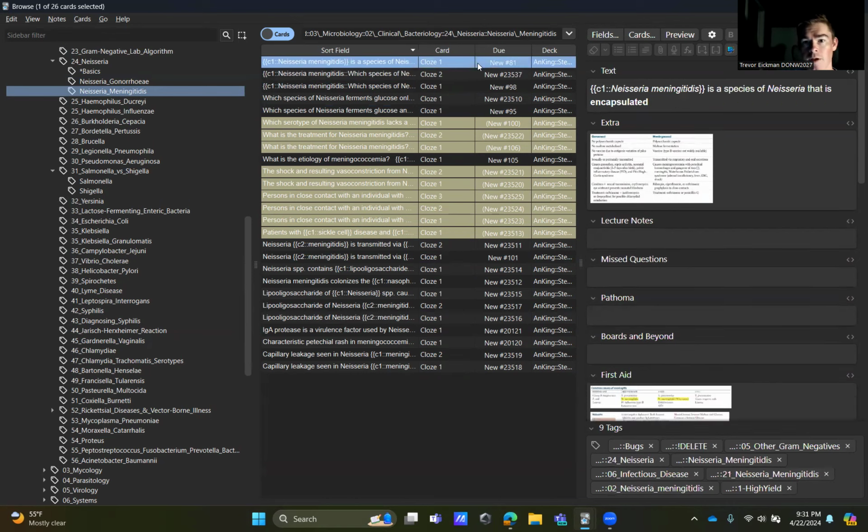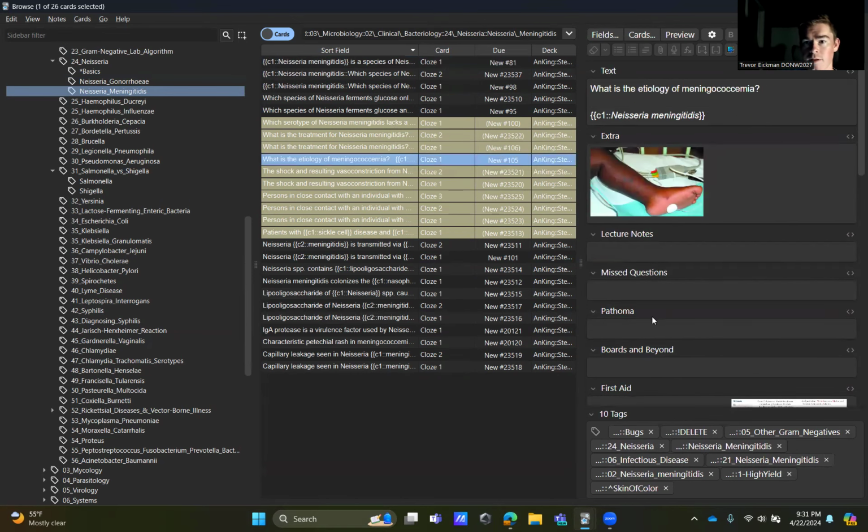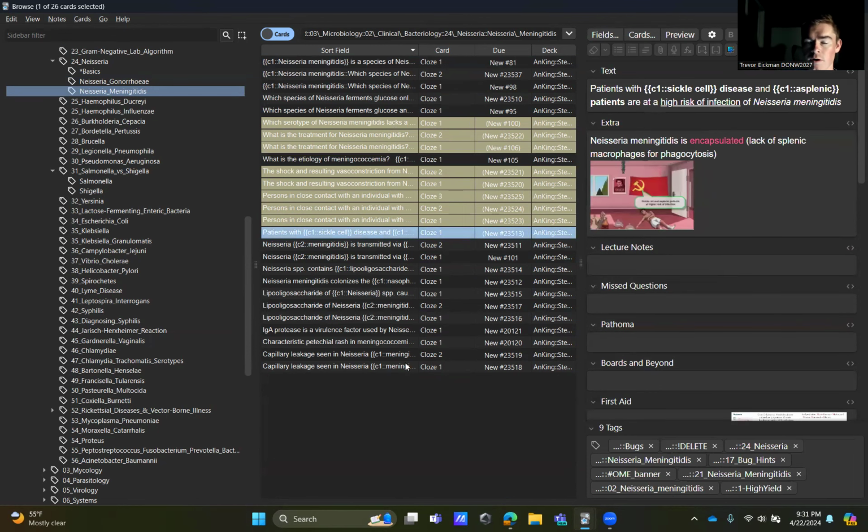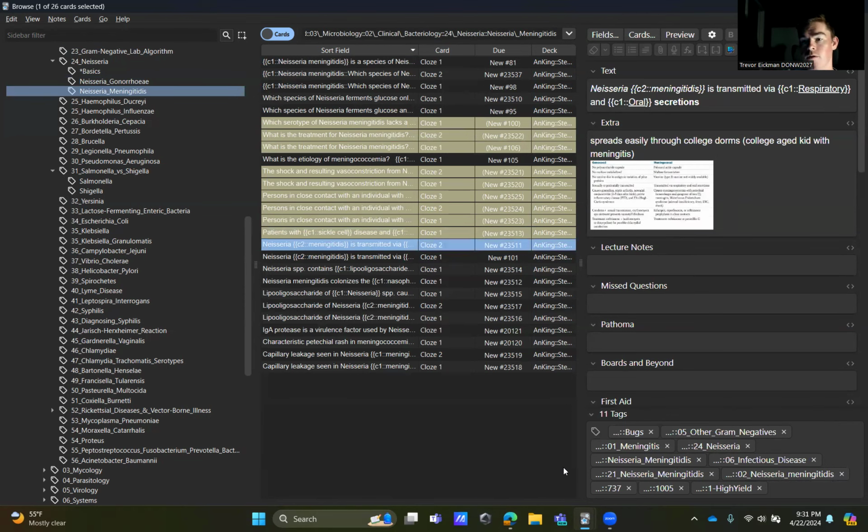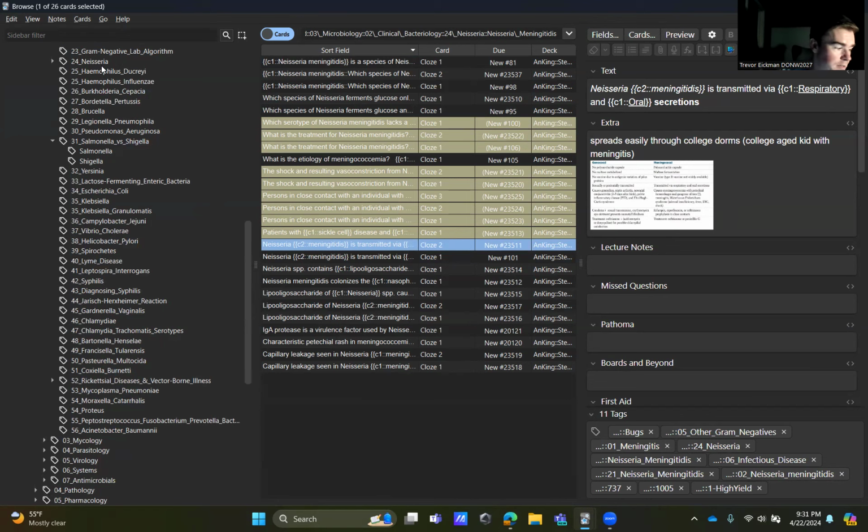And then we'll go to meningitis. And you want to grab the first 5 here, skipping 3, and then grab this last one. What is meningococcemia, or what is the etiology? And then you can come down, and if you're looking at the cards, so you see the patient's card, you don't want that one, but the next one and the rest are all good to have. And so that is it for section 24 in Neisseria.